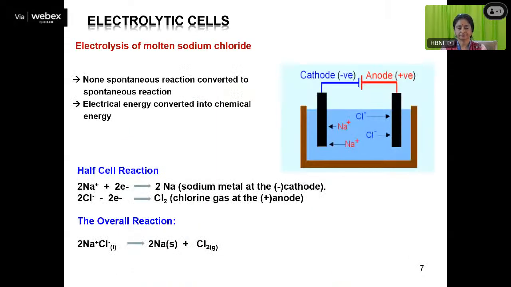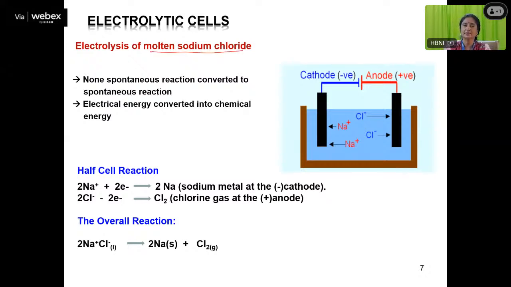Now say electrolytic cell; that was the galvanic cell or Daniel cell. Now it is an electrolytic cell, where we need to apply electrical energy so that the reaction will happen. Now you can see the formation of sodium metal. In industry, sodium metal is formed by electrolysis of molten sodium chloride.